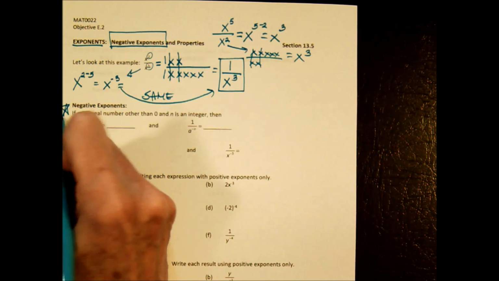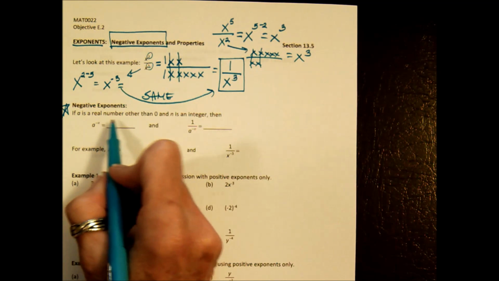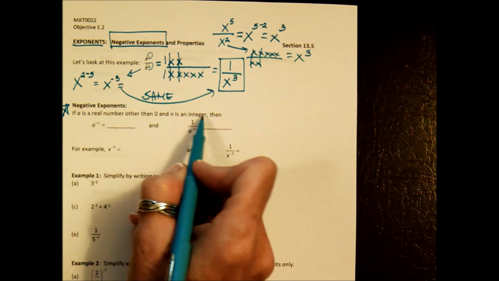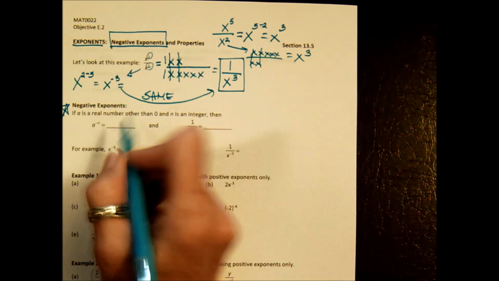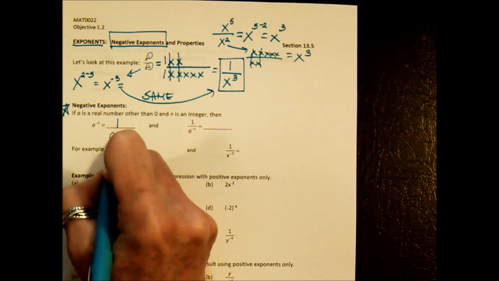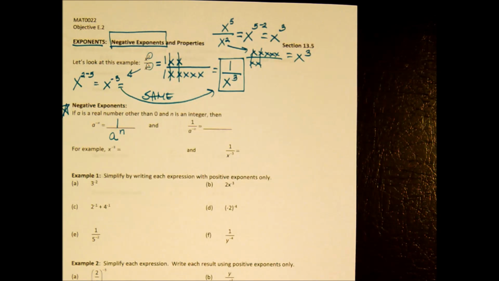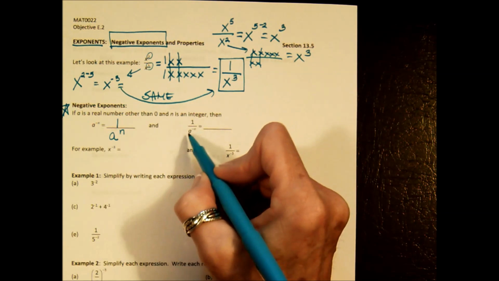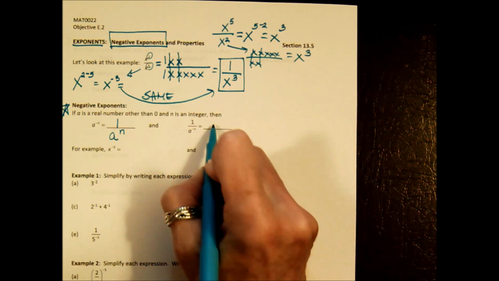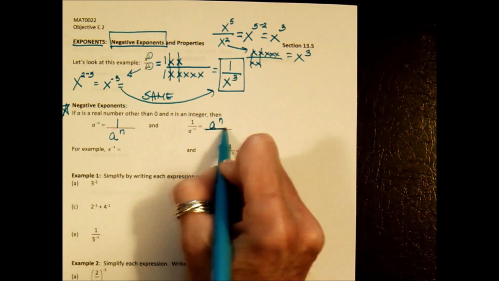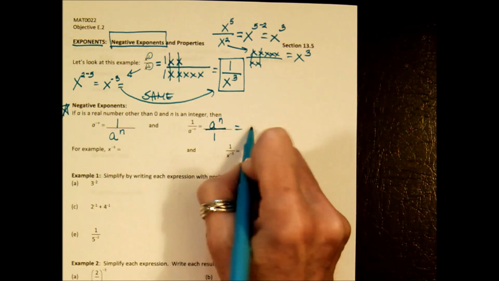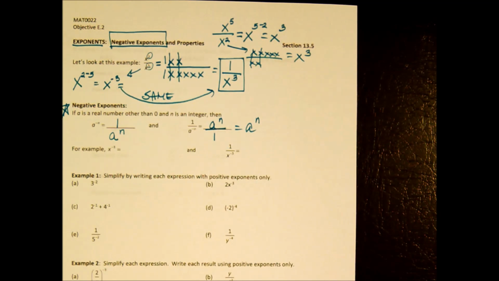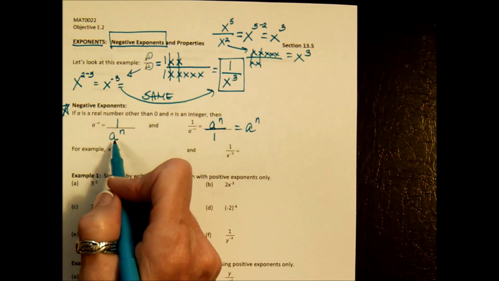So here is our generalization. If a is a real number other than 0 and n is an integer, then a to the negative n means 1 over a to the positive n, because that's the reciprocal, and 1 over a to the negative n means a to the positive n over 1, because that's the reciprocal, which is a to the positive n. So you just have to learn that a negative exponent means reciprocal.